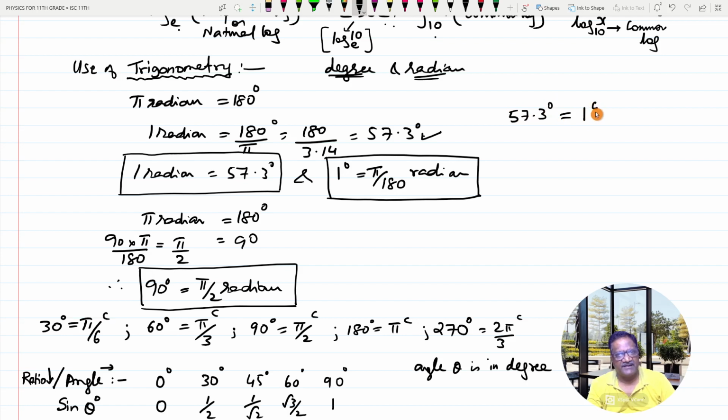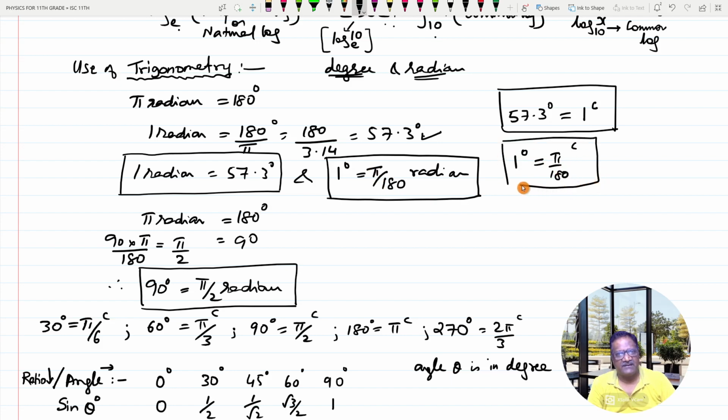Radian is written this way, okay? C on the top of the number, okay? 1 radian. A C, or you can say a half zero. So 57.3 degree is equal to 1 radian. This you should remember well. Or you can say 1 radian is equal to 57.3 degree. And 1 degree is equal to pi upon 180 radian. So you can write this also. 1 degree is always equal to pi upon 180 radian. These are the two basic relationships.